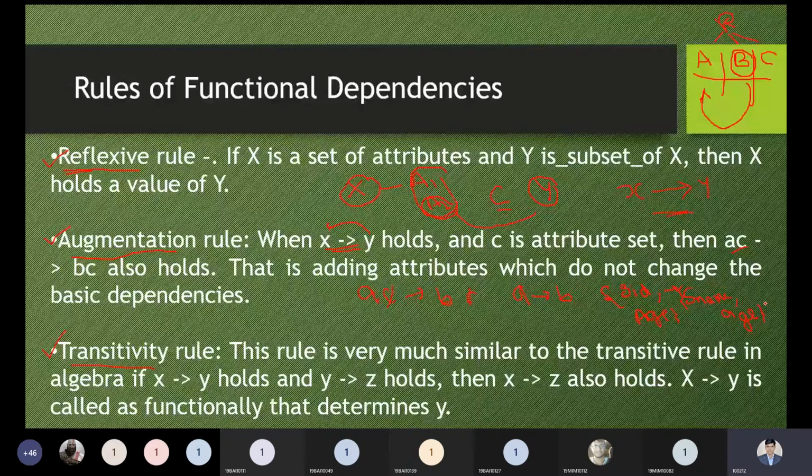Yes, please tell me, any doubt you have? No doubt. Now, let me explain the transitivity rule.